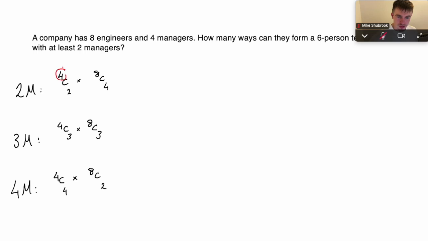So notice that these numbers stay the same. They're just the number of managers and engineers respectively that we're choosing from. And then these numbers, the number that we choose, add up to 6 in each case because we want 6 people in the team.